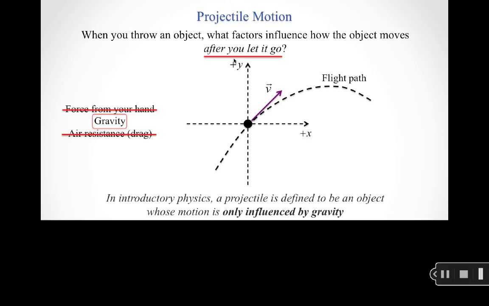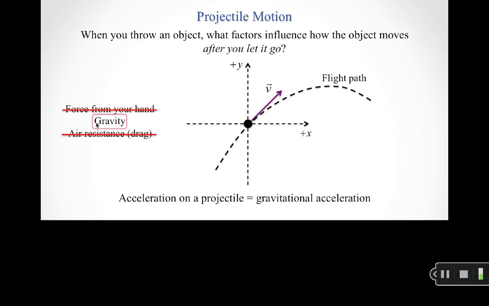Well, what this does is it basically gives us a definition. So in introductory physics, when we talk about projectile motion, a projectile is defined to be an object whose motion is only influenced by gravity. So what this means is that for our course, when we talk about projectile motion, we're talking about a simplified model of what's going on that says the only thing that matters here is gravity. And for a lot of things, as we throw them across the room, throw them across space, that's a perfectly fine model. So that's the model that we're going to use. So projectiles, we only have to worry about gravity.